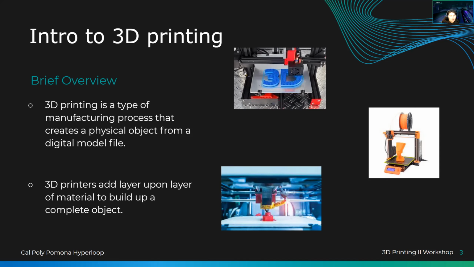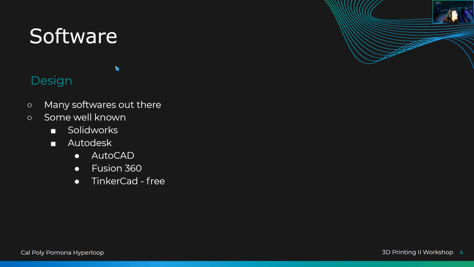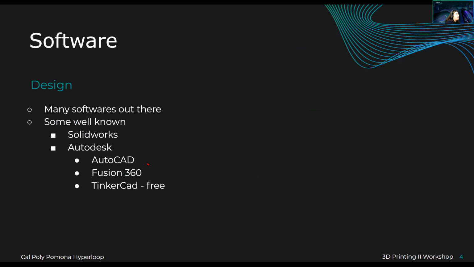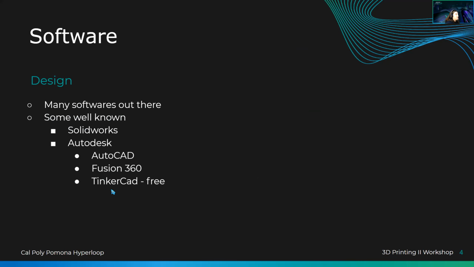Some of the software you can use for creating your design include SolidWorks and any of the Autodesk software, like AutoCAD, Fusion 360, or Tinkercad. Fusion 360 is free for students for a year if you make the account with your school email, and Tinkercad is just free. There just aren't as many design options as there would be in AutoCAD, SolidWorks, and Fusion 360.